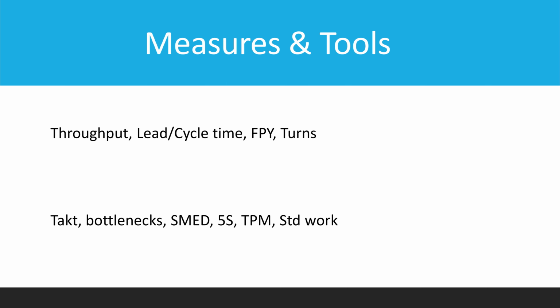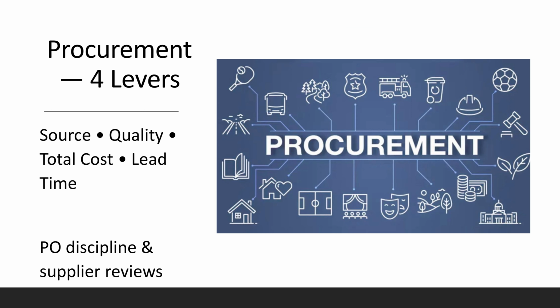With the system view clear, I now move upstream to procurement because what I order and how I order sets the conditions for the whole conversion process. Let's take a look. In procurement, my goal is simple. Bring the right item from the right source, at the right quality, right cost, and right time. I manage 4 levers.